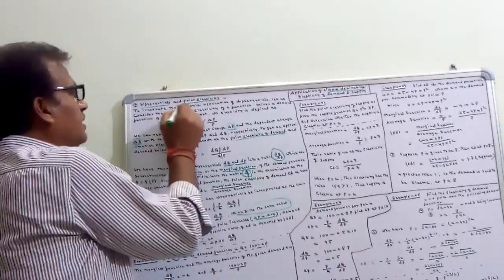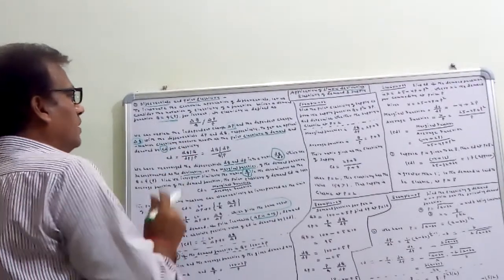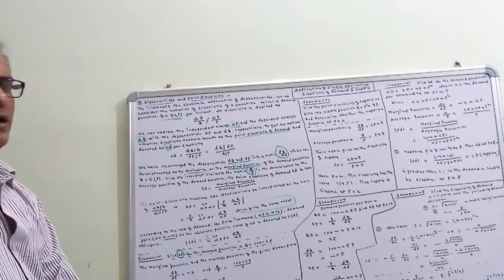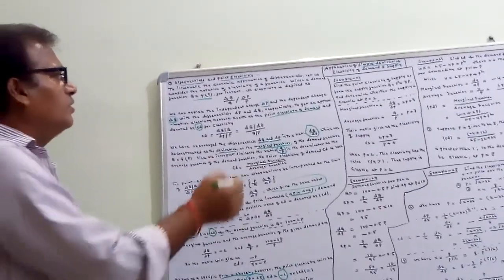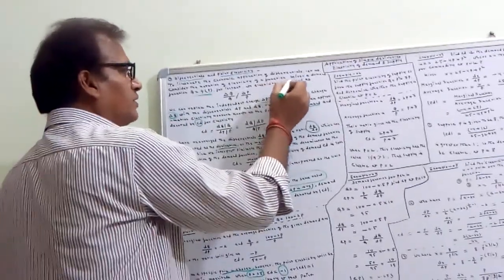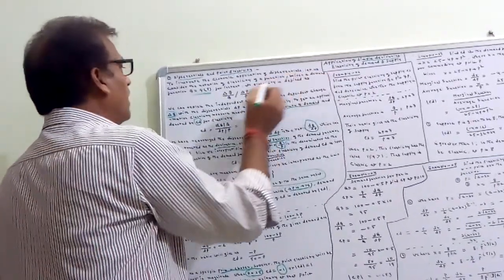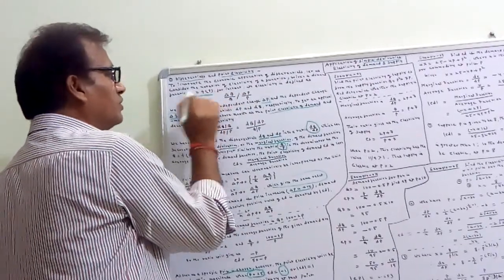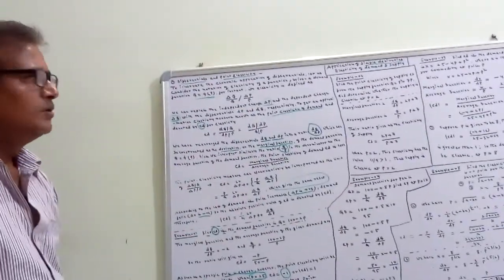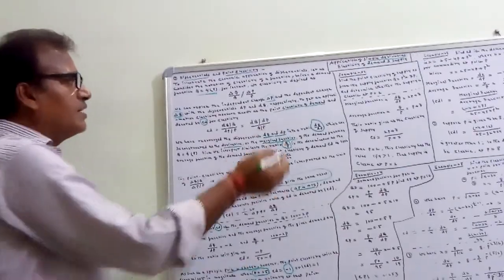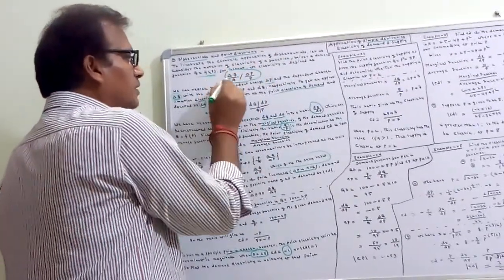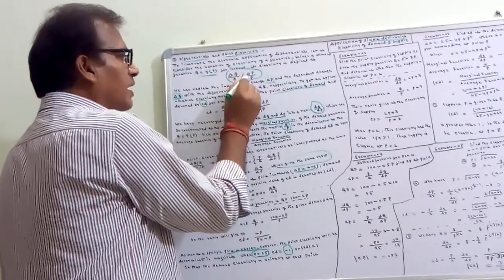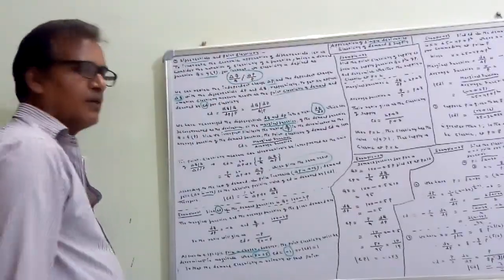Now differentials and point elasticity. To illustrate the economic application of differentials, let us consider the notation of elasticity of a function given by a demand function Q equal to function of P. For instance, its elasticity is defined as delta Q by Q whole divided by delta P by P.